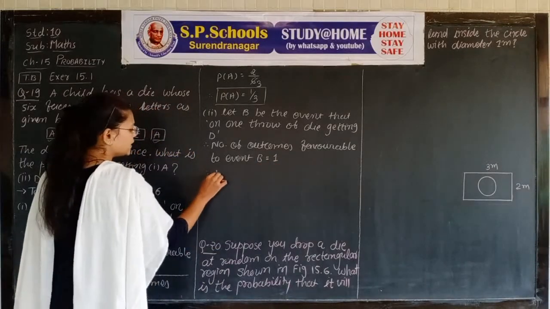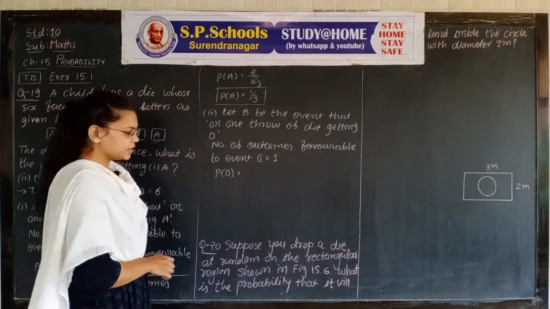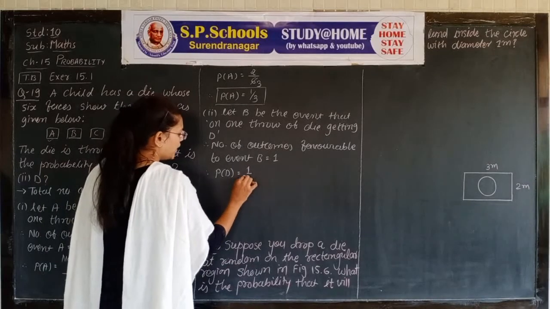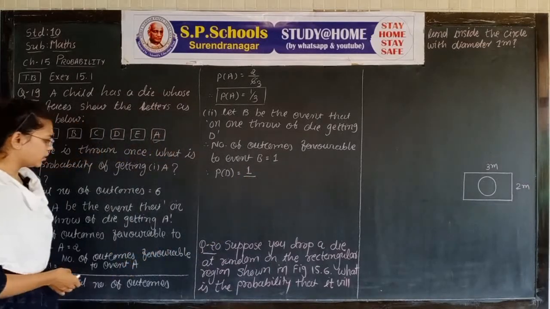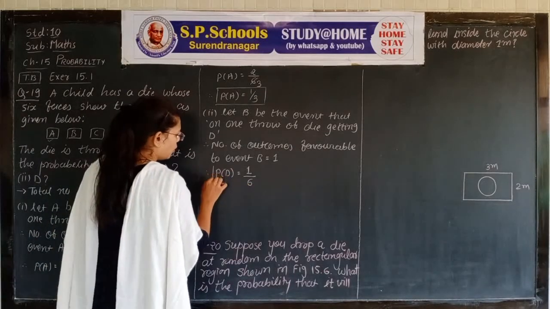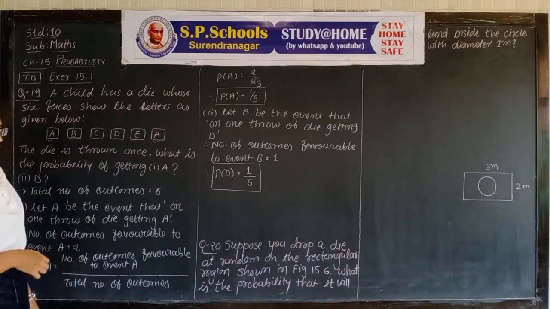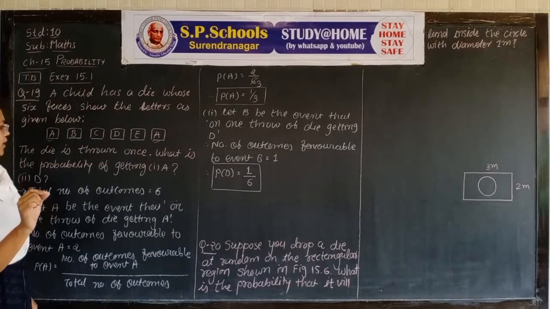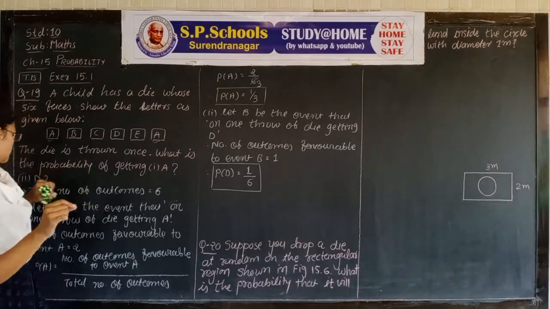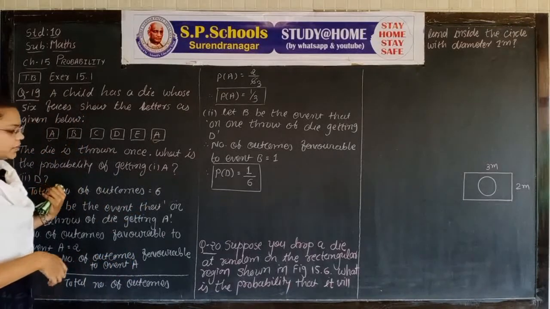D is our event, then its probability is denoted by P of D. P of D is equal to the number of favorable outcomes, which is 1, upon the total number of outcomes, which is 6. Then our answer of probability is 1 upon 6. Here 1 upon 6 is the probability of getting the letter D, which is not A, on the face of the dice. Here number 19 is completed.